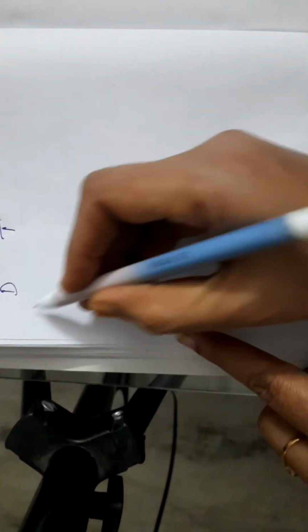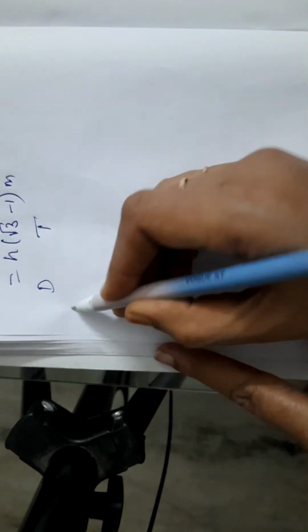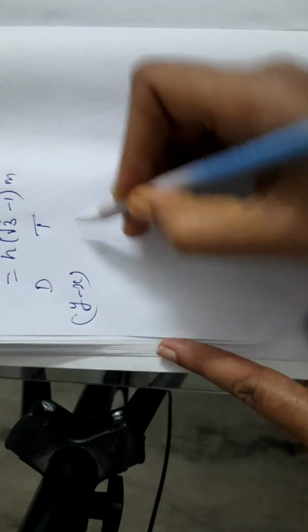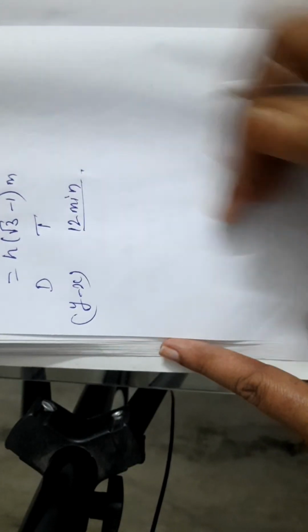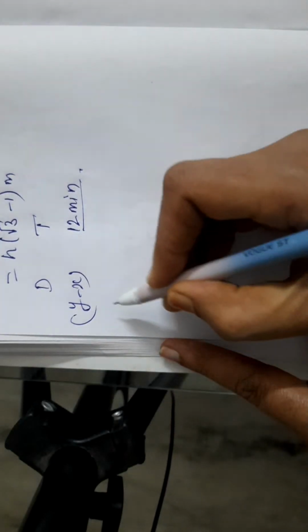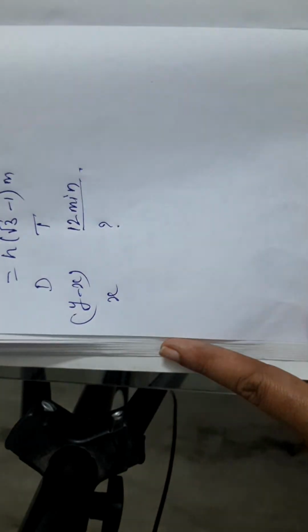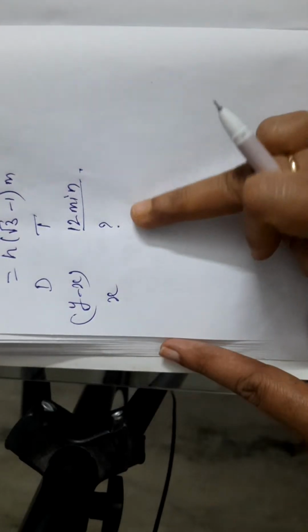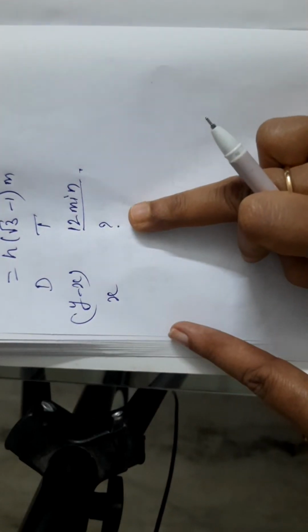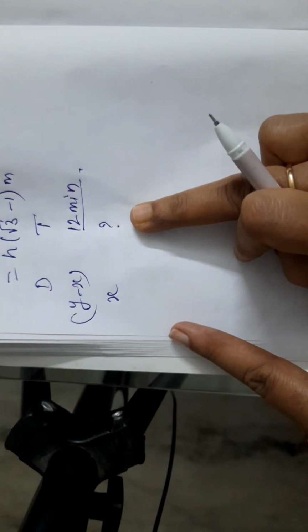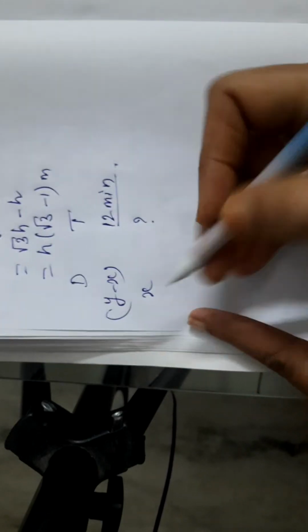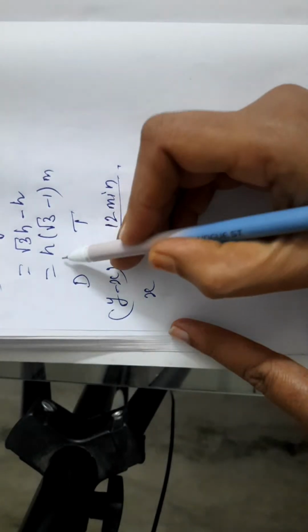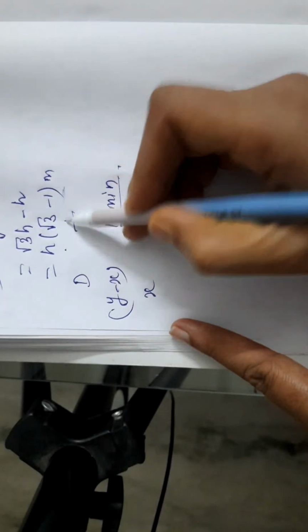So here, to cover y minus x distance, it took 12 minutes. Now, to cover x distance, how much time is needed? We need to find at what interval it will reach the foot of the tower. So how much time will be taken for x distance? What was the value of y minus x? We got it: h root 3 minus 1.